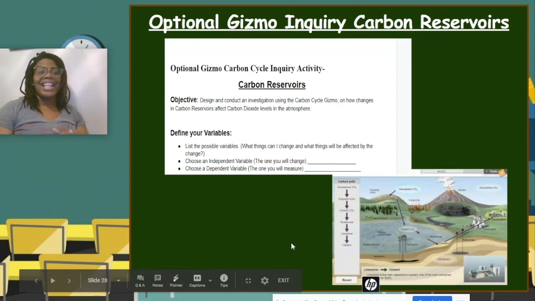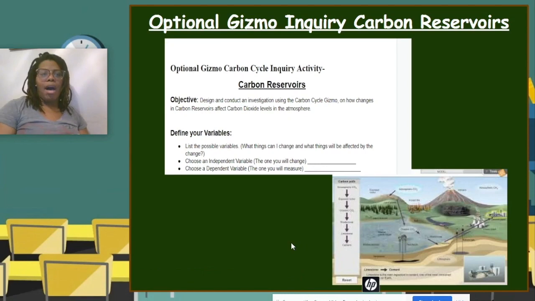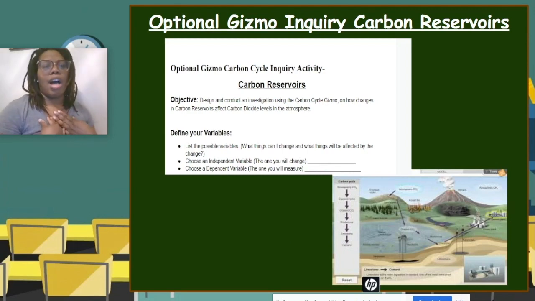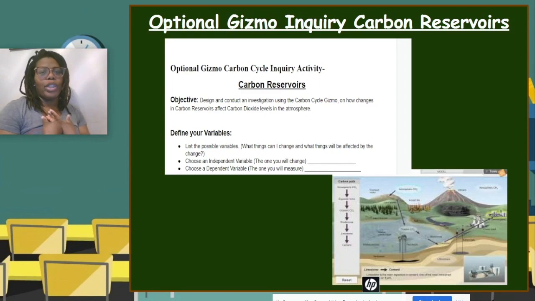Now, I cannot exactly show you this because the teacher side of it doesn't look the same as the student side, as far as logging into Clever and logging into Gizmos. But what I can do for you is pull up the Explorer lesson to show you from my side what it would look like. And so that's what I'm going to do right now.